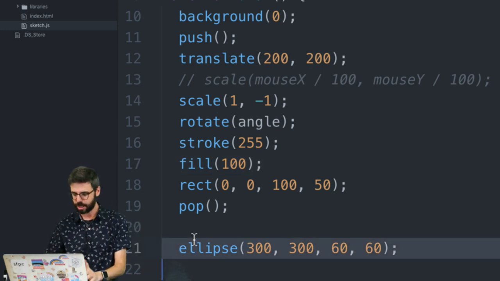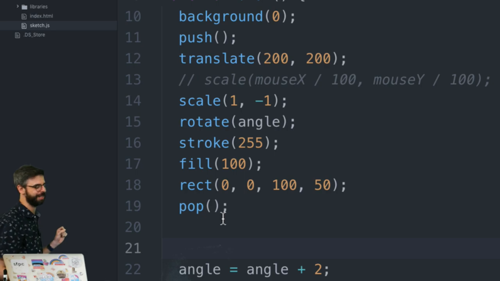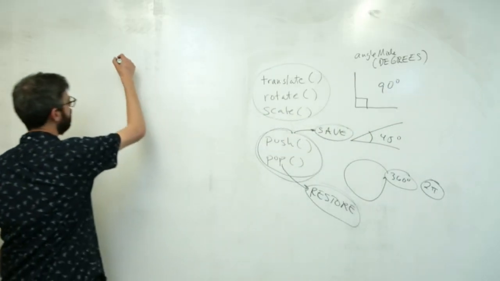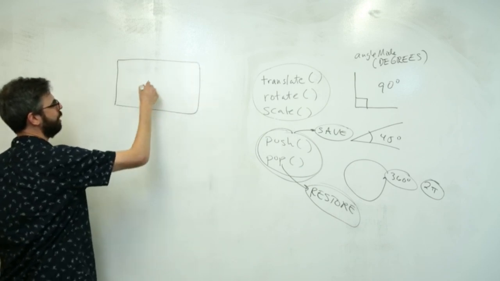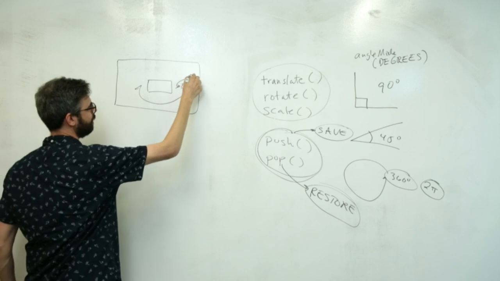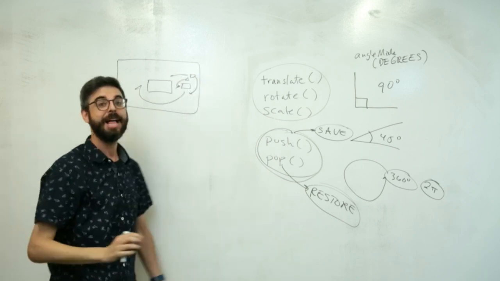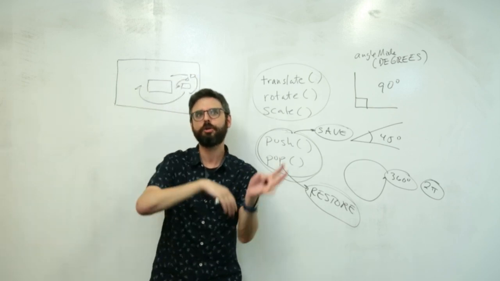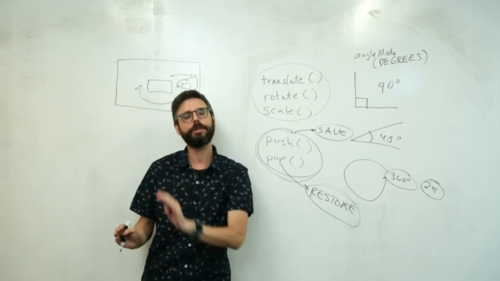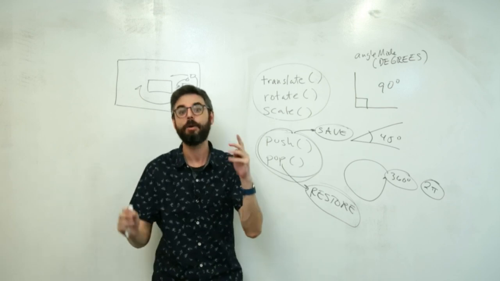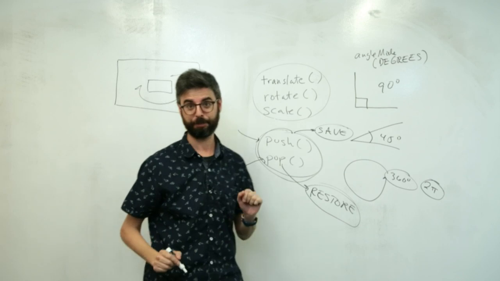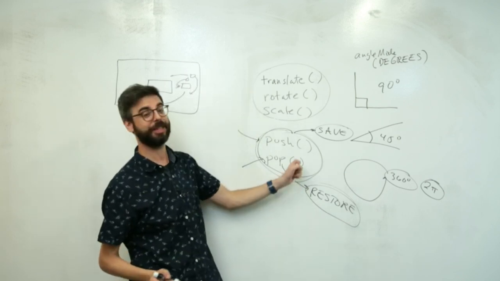So that's number one. Now, the other thing that I want to mention is that you could imagine a more complex scene where this thing is rotating around this thing, and this other thing is rotating around this thing, but not this thing. And you start needing to say, push, draw some stuff, push, draw some stuff, push, draw some stuff, pop, draw some stuff, pop, pop, or something like that, right? So one thing you should realize is you can only have as many pops as you have push. You can only restore the amount of things you've saved.